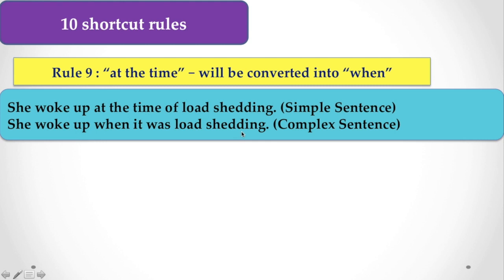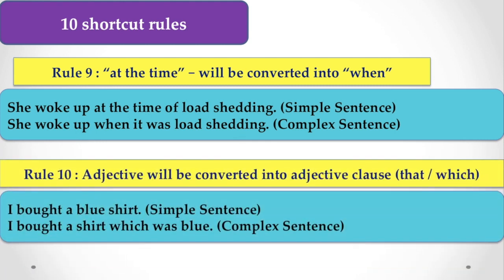The last shortcut rule for you, that is, an adjective will be converted into an adjective clause with the use of that or which. "I bought a blue shirt." This is an example of a simple sentence. If we wish to convert this simple sentence into a complex one, we have to use an adjective clause in that sentence: "I bought a shirt which was blue."